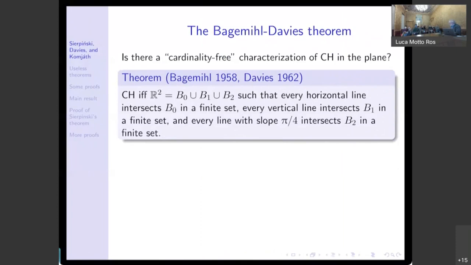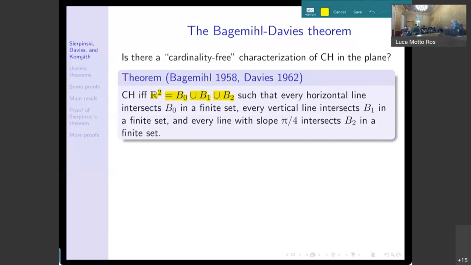Bagemihl proved in 1958 that if the statement holds, then CH holds. And Davies proved that if you have CH, then the statement is false. Namely, the plane R² can be split into three sets, B0, B1, B2, such that every horizontal line intersects B0 in a finite set, every vertical line intersects B1 in a finite set, and every diagonal line, so π over 4, intersects B2 in a finite set.